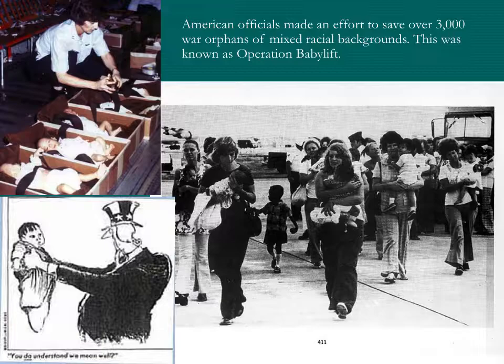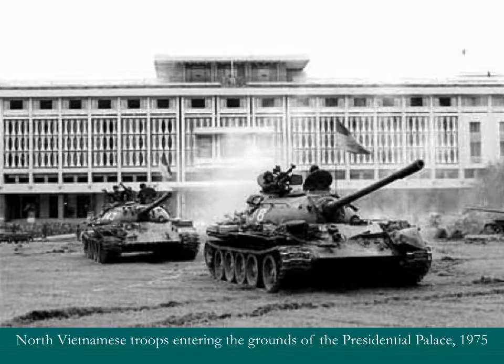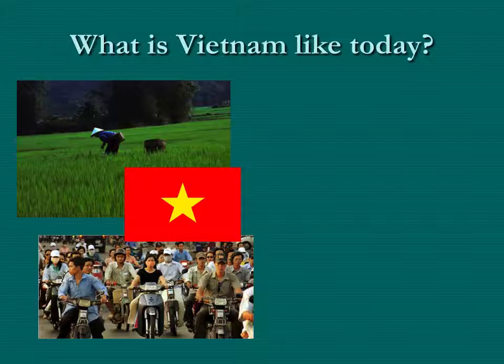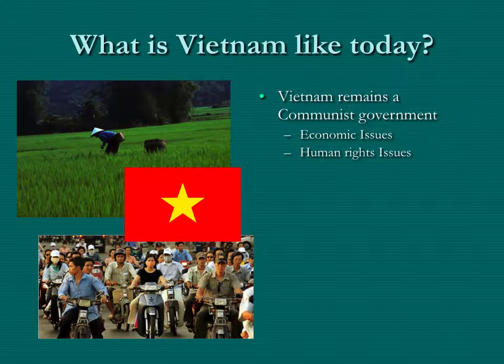We get them out. 1975, the North Vietnamese roll into the presidential palace, and we have that iconic photograph of folks escaping on that last copter. This was reserved for the U.S. ambassador, so those folks, unfortunately, on the ladder are not getting out. They're going to become subjects of the North Vietnamese regime. So Vietnam today, still a communist country, massive economic issues.